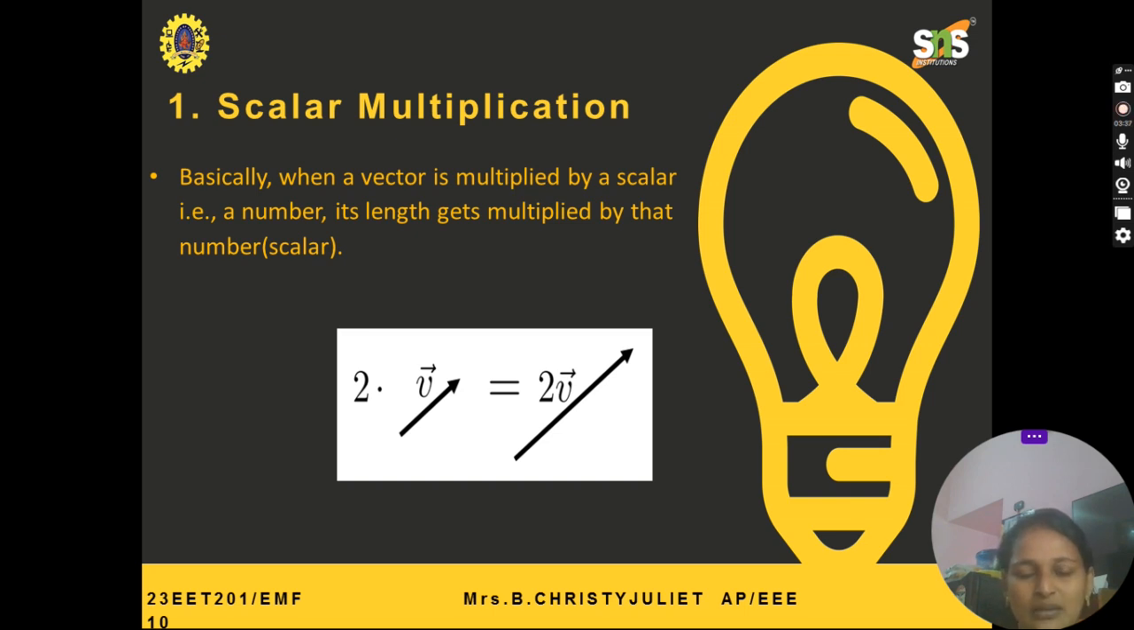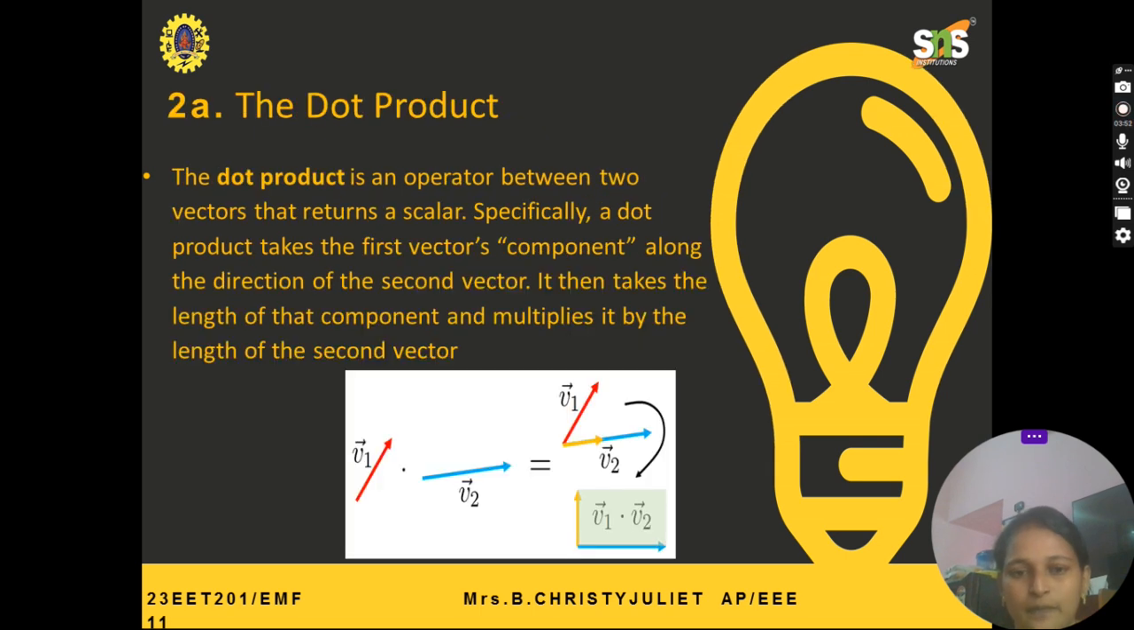When a scalar is multiplied by a vector, it means that the length of the vector gets multiplied. For example, if I multiply 2 with a vector v, the resultant will be 2v. So the length of the vector gets doubled. Now let's see the dot product. The dot product is an operator between two vectors that returns a scalar. So the answer for a dot product is always a scalar.